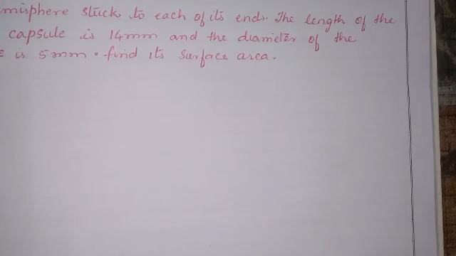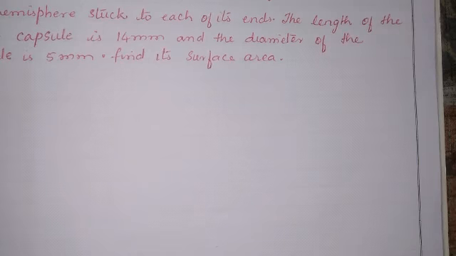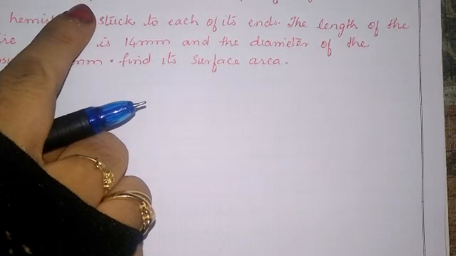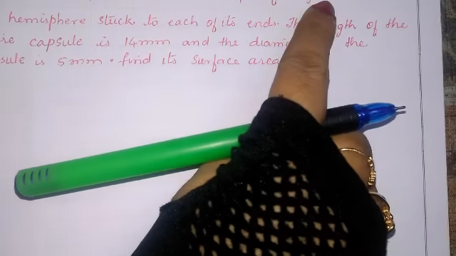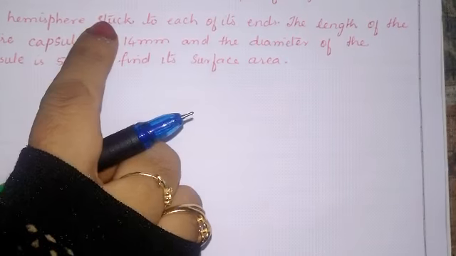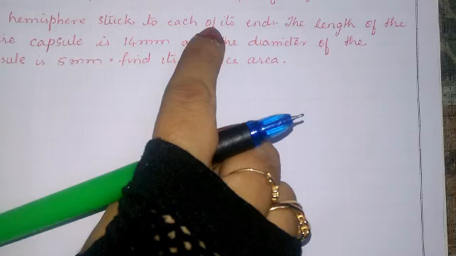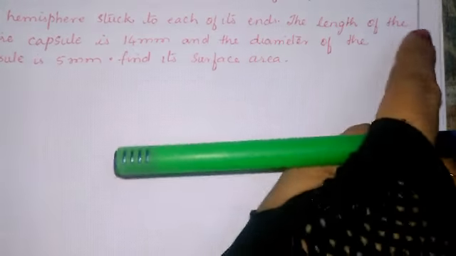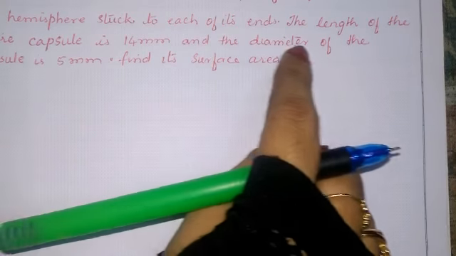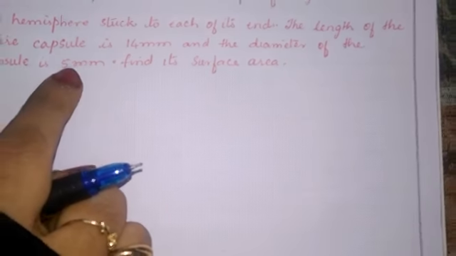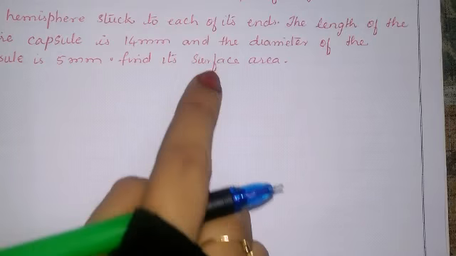Here I have not drawn anything. You people have seen a medicine capsule. So think on that. A medicine capsule is in the shape of a cylinder with two hemispheres stuck to each other at its ends. The length of the entire capsule is 14 mm and the diameter of the capsule is 5 mm. Find its surface area.